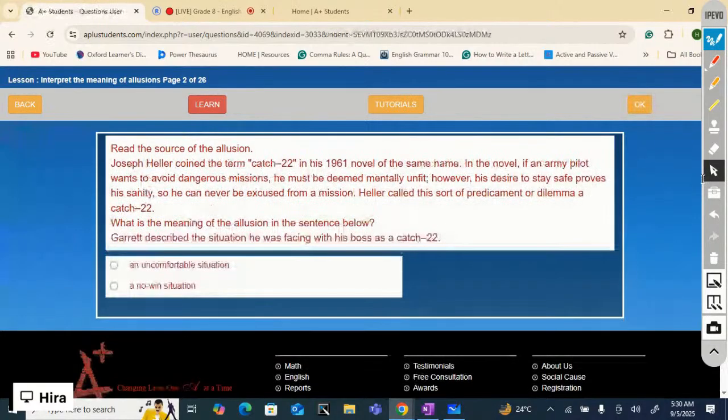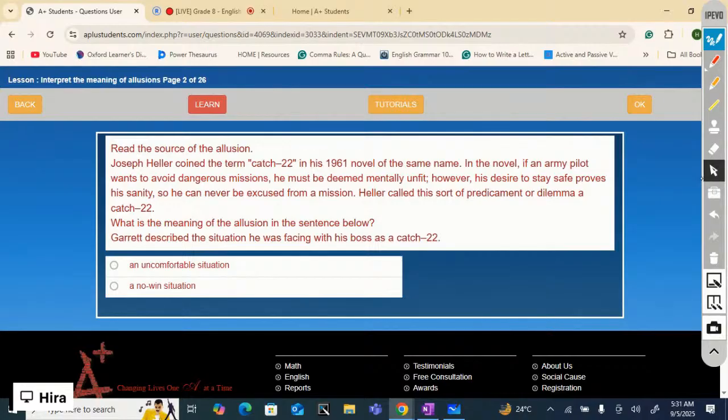Let's read the source of this allusion. Joseph Heller coined the term Catch-22 in his 1961 novel of the same name, meaning the novel's name was also Catch-22. In the novel, if an army pilot wants to avoid dangerous missions, he must be deemed mentally unfit. However, his desire to stay safe proves his sanity, so he can never be excused from a mission. Heller called this sort of predicament or dilemma a Catch-22.